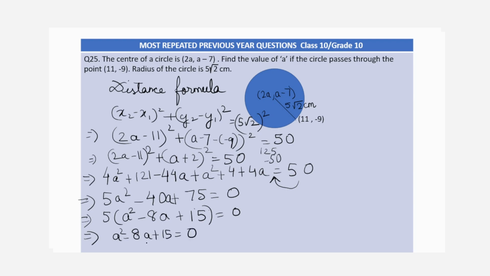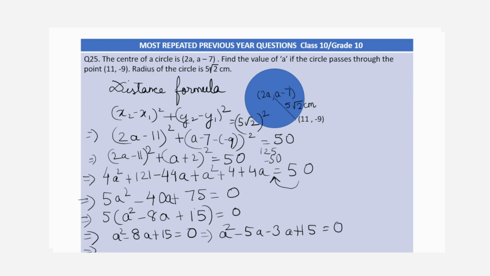Now we have to do splitting the middle term. How will we get 15? Very simple. Minus 5 into minus 3 will give us 15. So here if we split minus 8a, it will split into minus 5a minus 3a plus 15 is equal to 0. So finally, if you see, it becomes, just I'll check if it is visible in the recording.